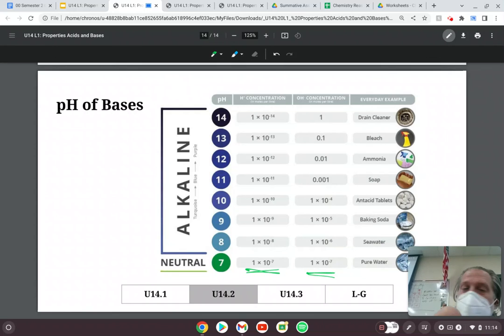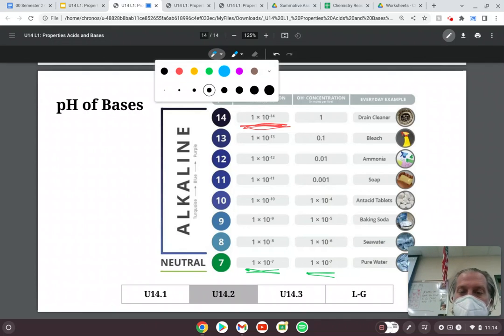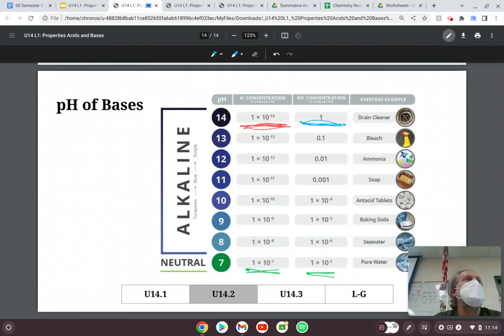But with a base, the hydrogen ion concentration is 0.00000000000001, and the hydroxide ion concentration is 1. So what I'm getting at here is that how basic or acidic something is depends on how much hydroxide is dissolved or how much hydronium ion is present. And that basically sums up the properties of acids and bases and a little bit of background knowledge about pH.